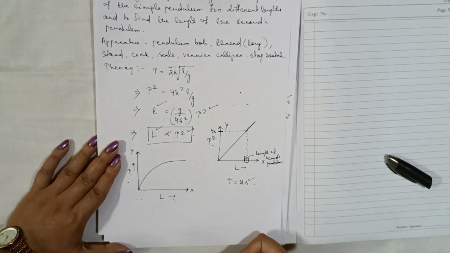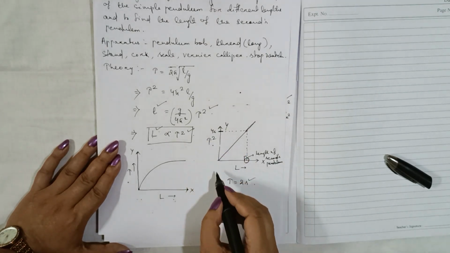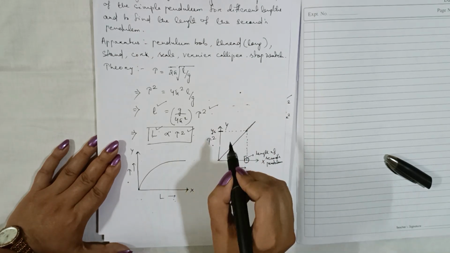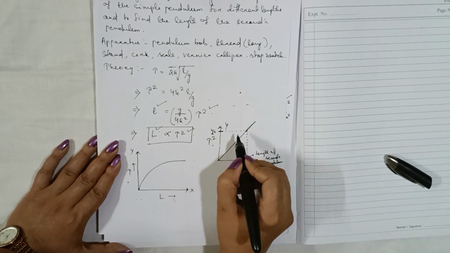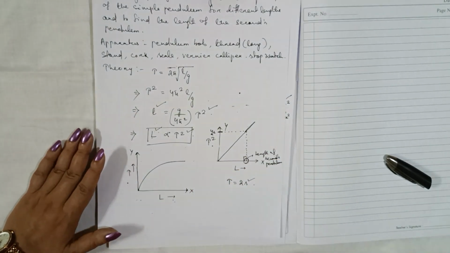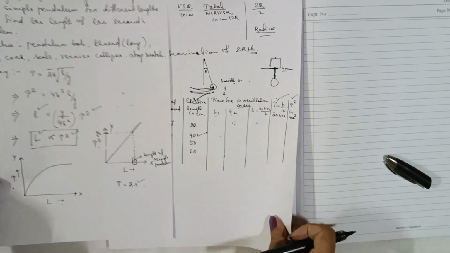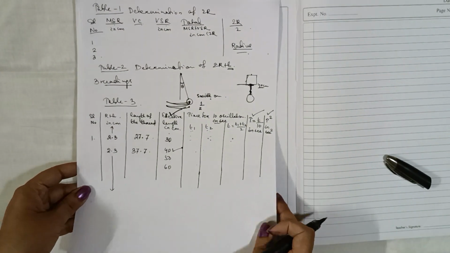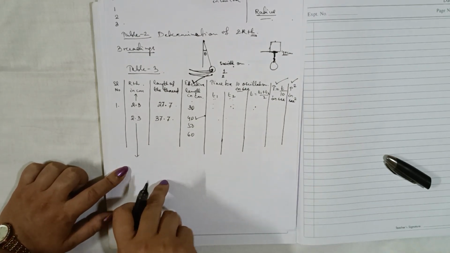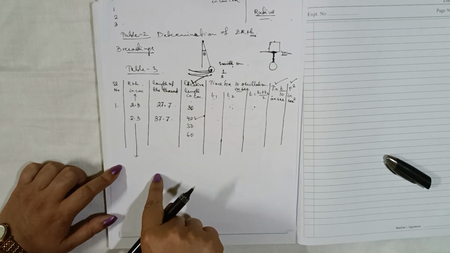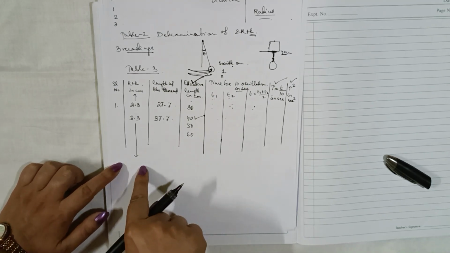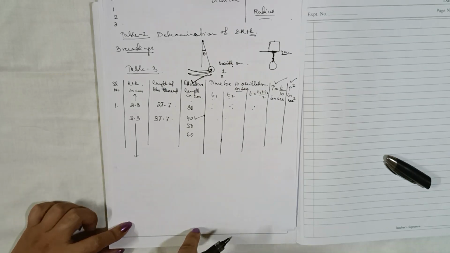Which time period is equal to 2 seconds? So along the y axis we have 4 seconds squared. There will be a position where we will have 4. Then drop perpendiculars, then we will have the length of the second pendulum. So after this table and determination, you have to find out the result, that is the nature of the curve studied, and the length you have obtained for the second pendulum. Then result, precautions, sources of error.